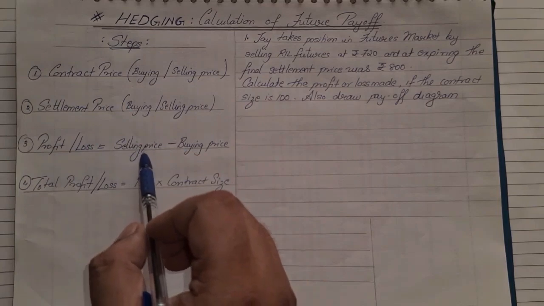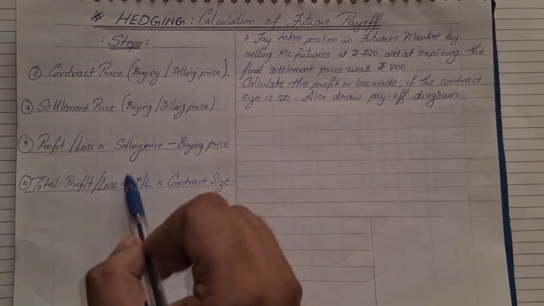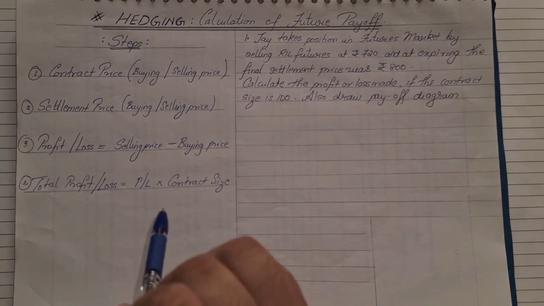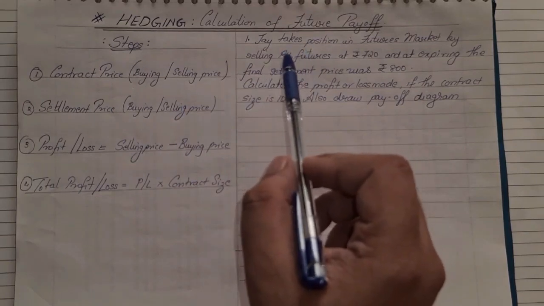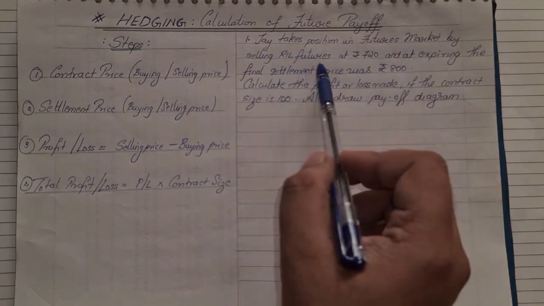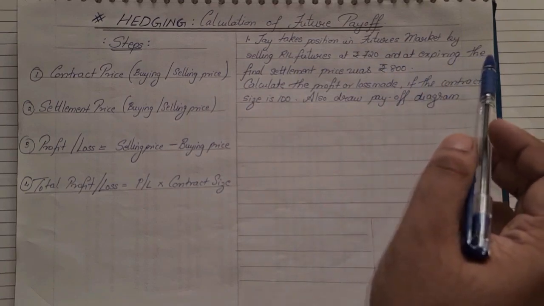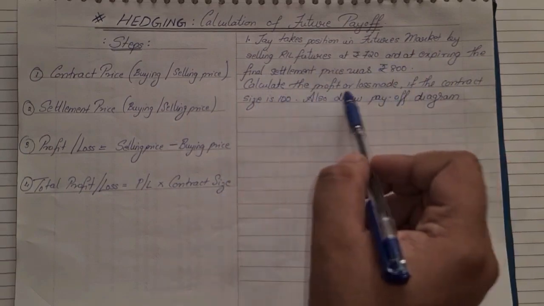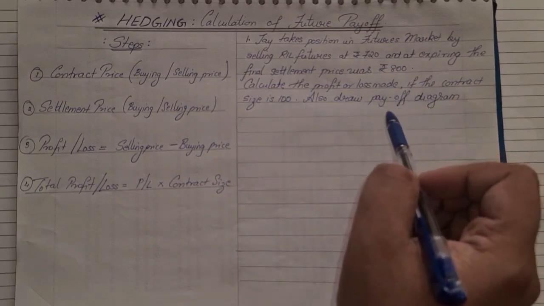Third is profit and loss, which is equal to selling price minus buying price. And lastly, the total profit and loss will be nothing but the profit or loss that we got from step number 3 into the contract size. So four steps we need to follow very carefully. Now based on these steps, we will start with the very first problem sum. We'll read out the question first. It's given that Jay takes a position in future market by selling Reliance Future at rupees 720 at an expiring rate, and the final settlement price was 800. Calculate the profit or loss made if the contract size was 100, and also draw the payoff diagram.